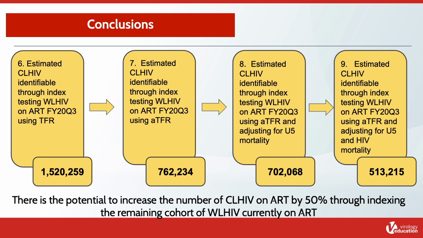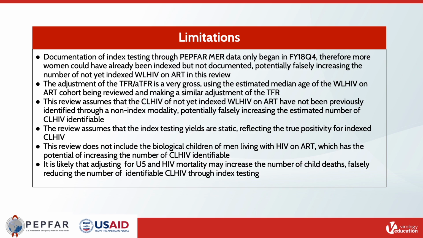In conclusion, by using our gross estimate approach, we estimate index testing has the potential to identify 513,215 children and greatly improve the treatment gap for CLHIV globally and increase the number of children on ART by up to 50%. There are several limitations to this analysis listed here. In the interest of time, I will not review them all in depth. However, the authors are taking these limitations into consideration as we continue with next steps on this analysis. We understand that with more granular data, we can have an even more refined prediction of the index testing gap for CLHIV.